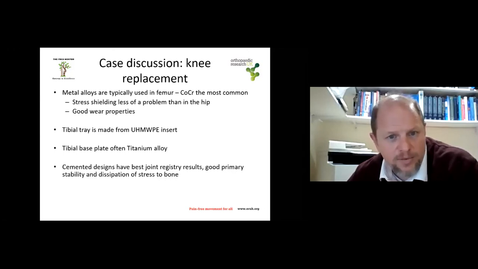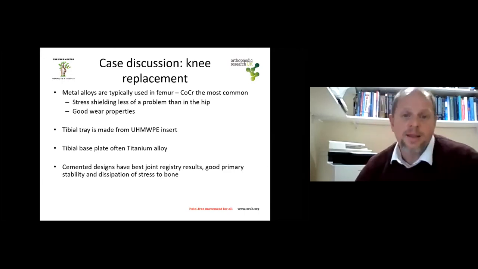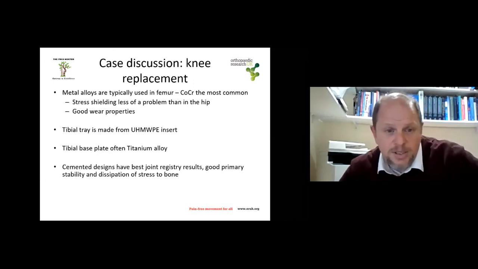The tibial tray, of course, is made of ultra-high molecular weight polyethylene, often cross-linked. But interestingly, the base plate is normally made of titanium alloy, which is a little strange because actually it's often cemented in place. And like I mentioned in the proximal femur, we don't like to mix cement and titanium, and yet in the proximal part of the tibia, it seems to be okay to mix those two together. Perhaps there's much less movement. Obviously, we're not relying on a polished tapered stem type model in the knee.